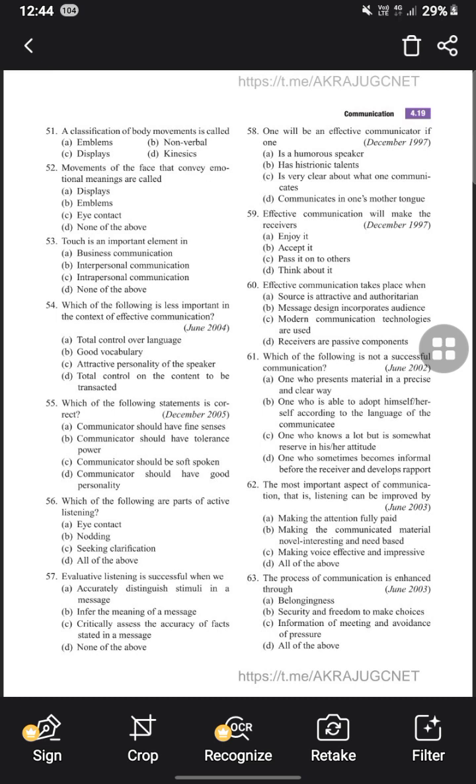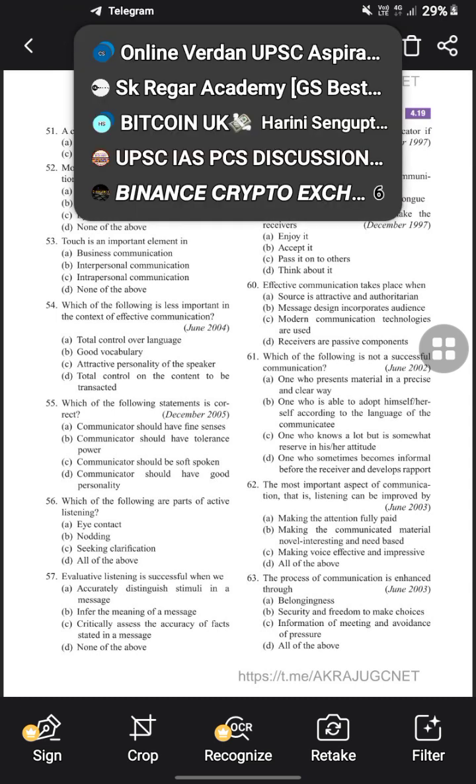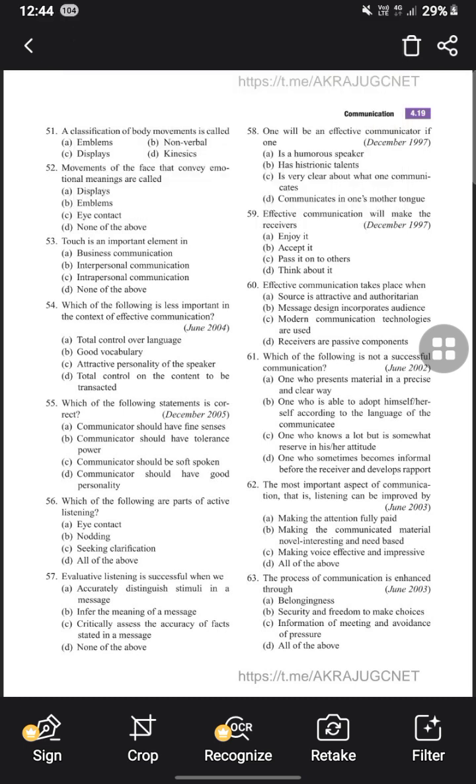Touch is an important element of. 53 is B, interpersonal communication. Which of the following is less important in the context of effective communication? 54 is C, that is the attractive personality of the speaker. Which of the following statements is correct? 55 is A, communicators should have fine senses.